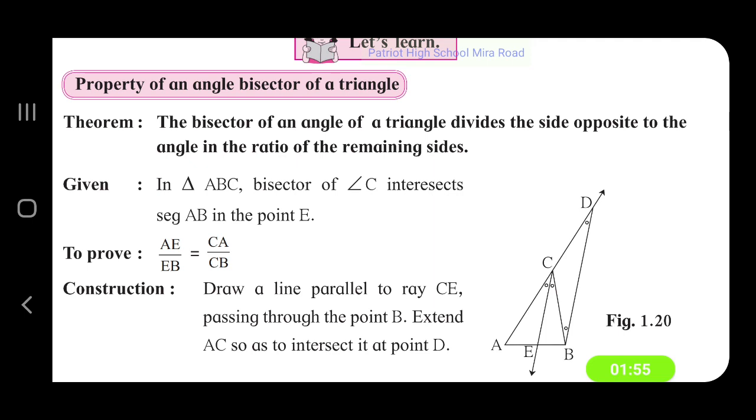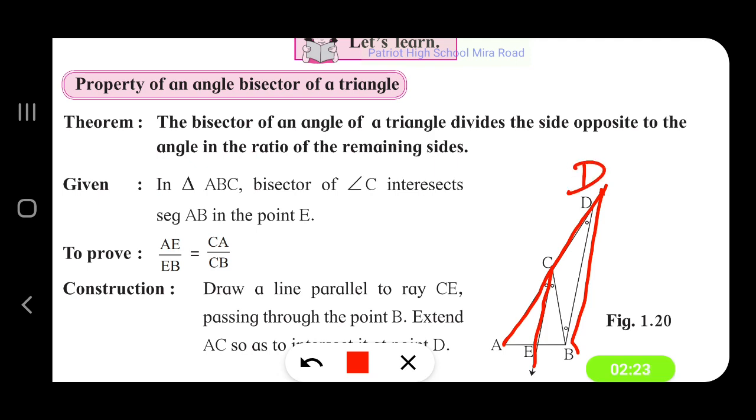Again, let us see. If we draw BD parallel to EC, then we produce AC. Let AC extend up to D where it meets the line from B in point D. So the parallel line and AC produced will meet at point D. So it will form a triangle ABD. In triangle ABD, now you will see that EC is parallel to BD.